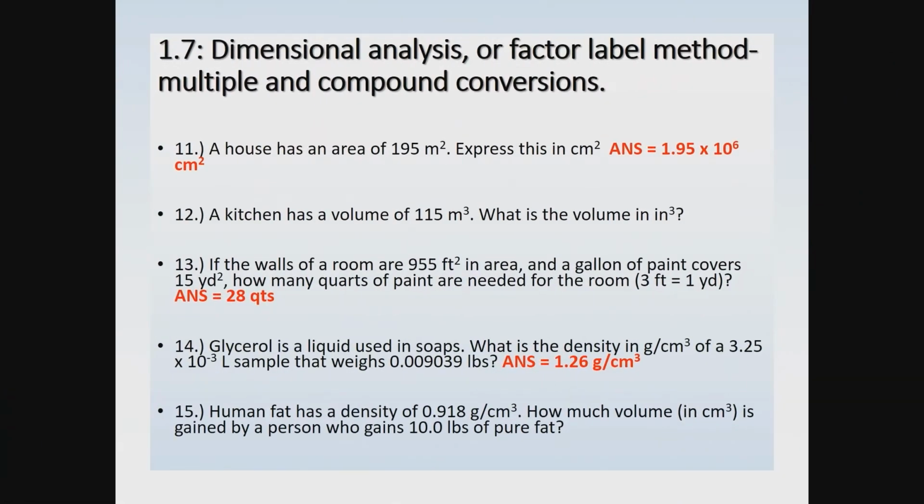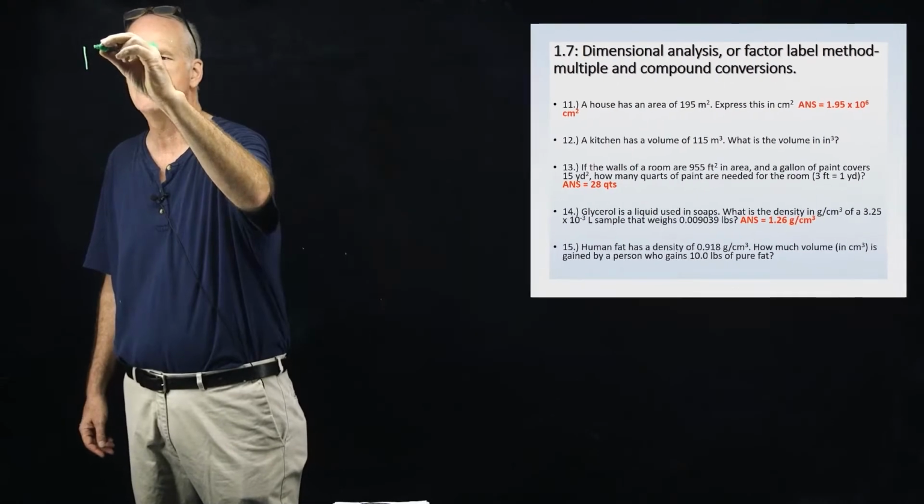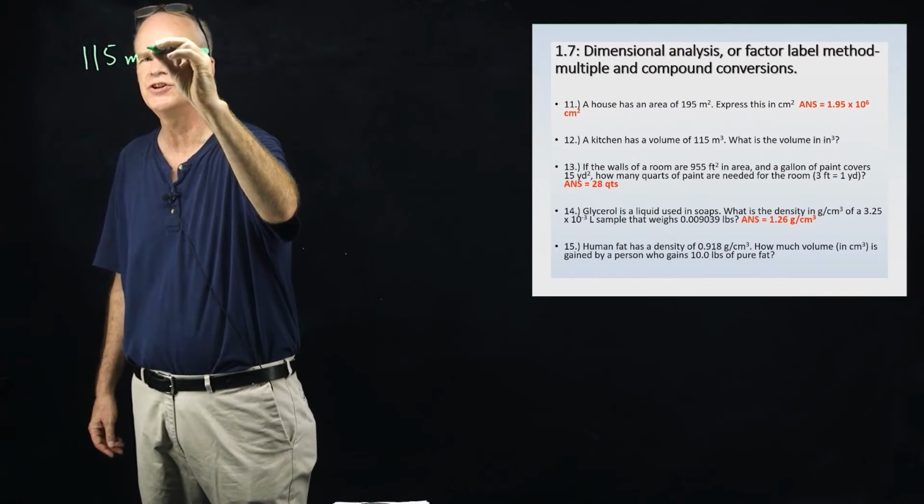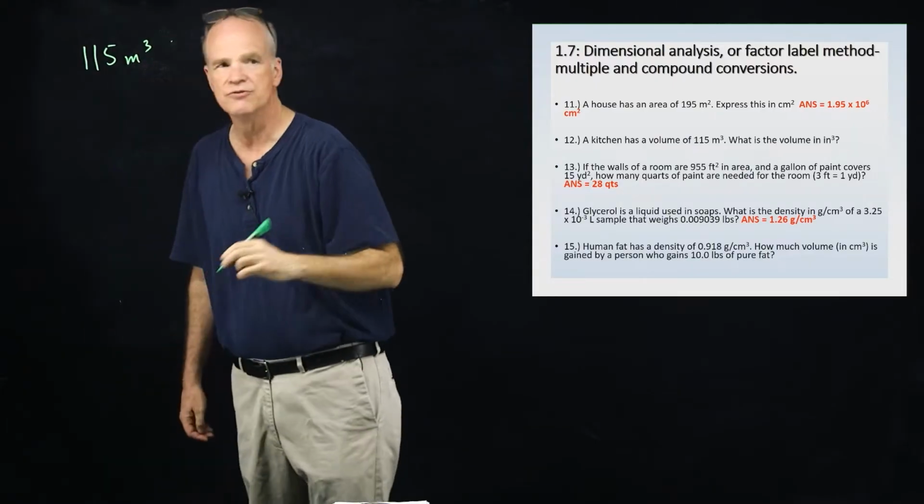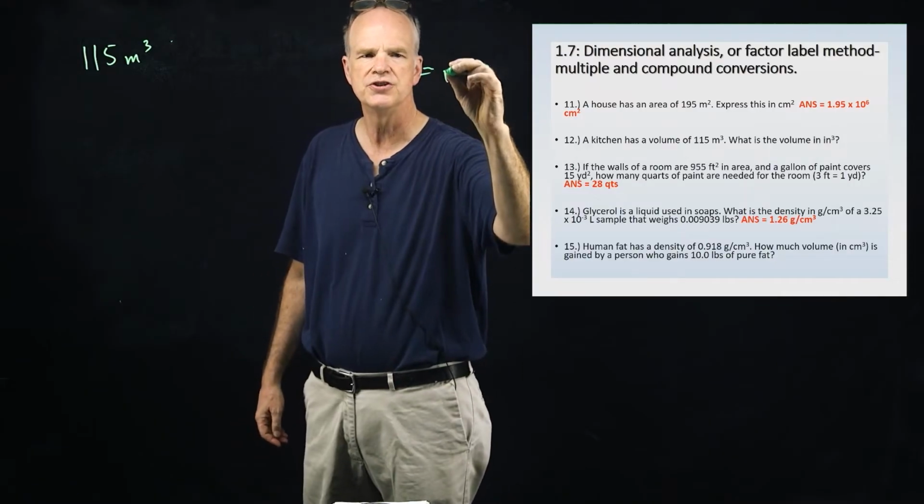Okay, a kitchen has a volume of 115 meters cubed. What is the volume in inches cubed? So this time we're starting out with 115 meters cubed, and we want to convert it into inches cubed.